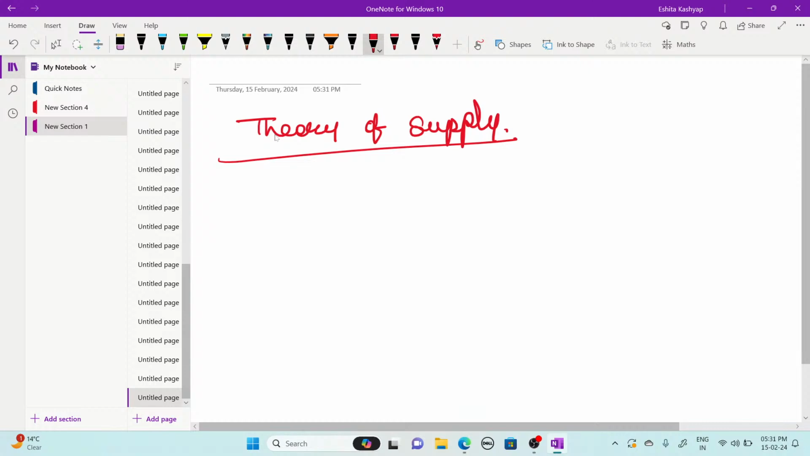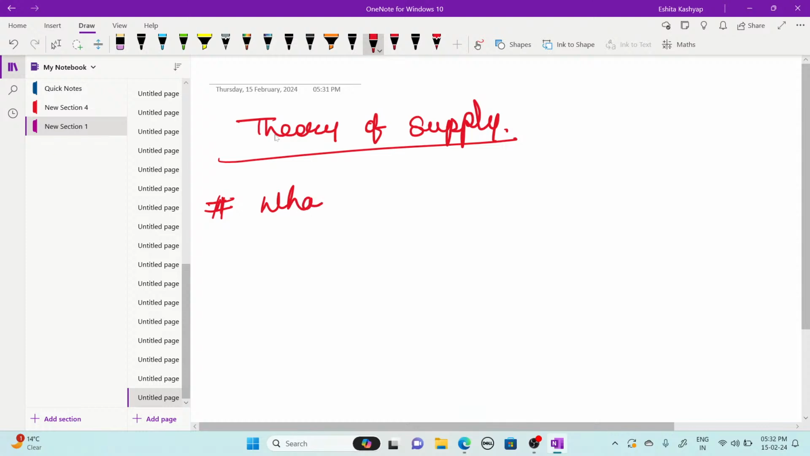what is market supply and what is individual supply, and apart from that we will also discuss market schedule and individual supply schedule. Later we will discuss the assumptions and law of supply. So let's start with the definition itself.